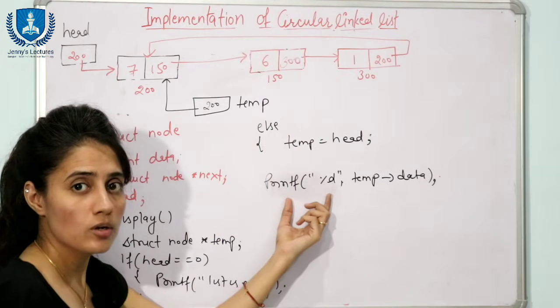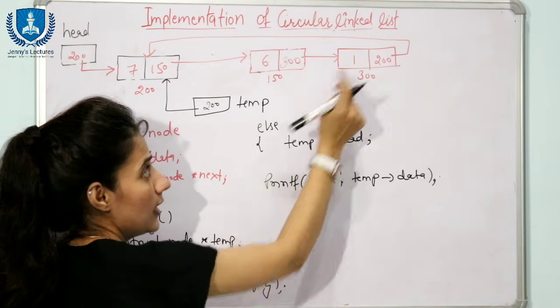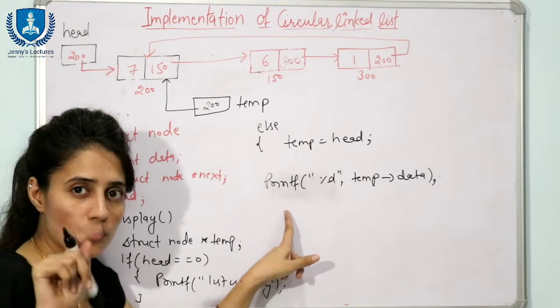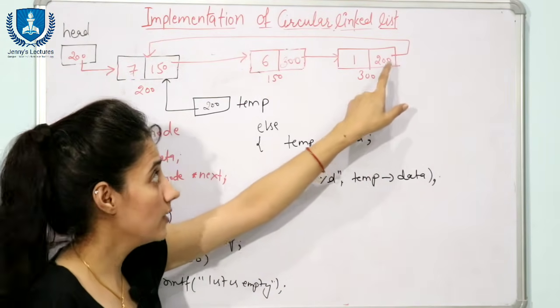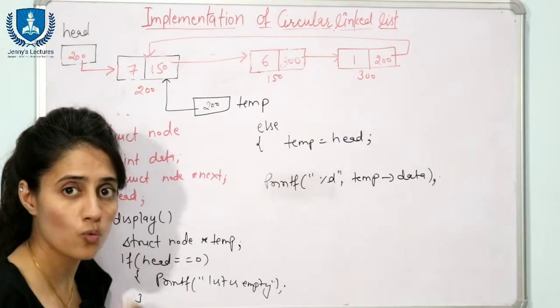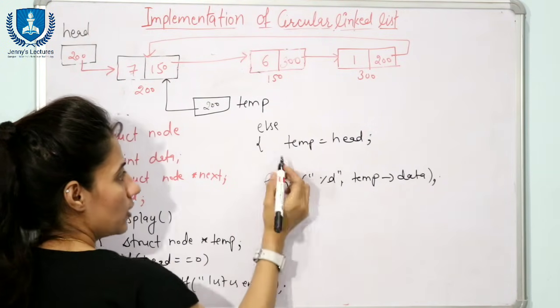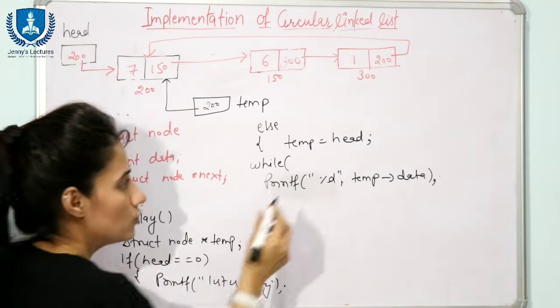So now we have to use a loop, and from where till where do I want to print? Till here. So in a single linked list what have we done? While temp not equal to null, because in that case the last pointer was null, but here this is not the case, here we don't have null. So what condition will you write in the while loop? Before this line, before printing, you will write a while loop. Now the condition is what?